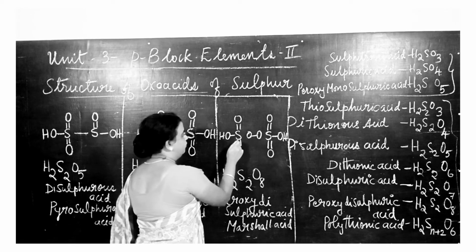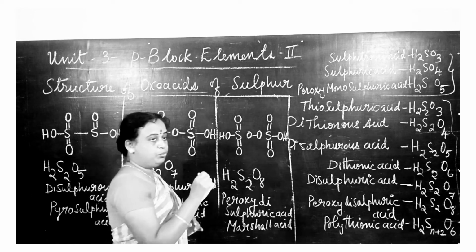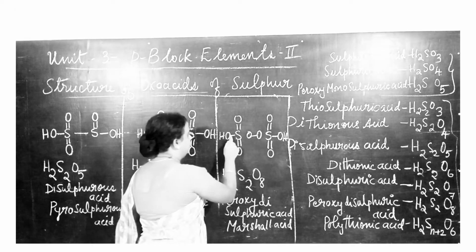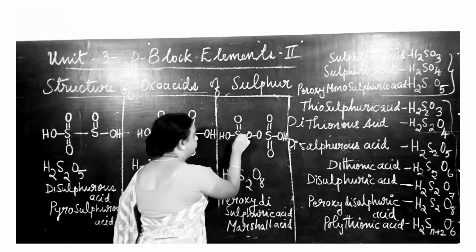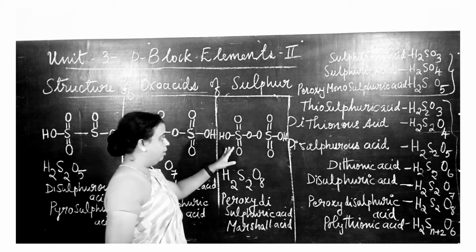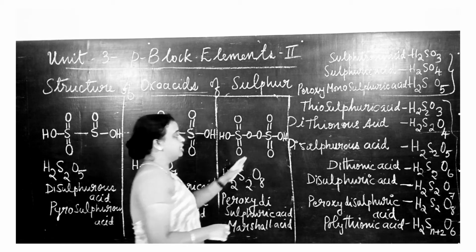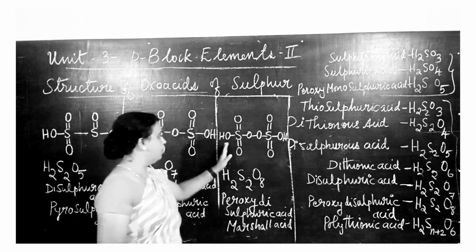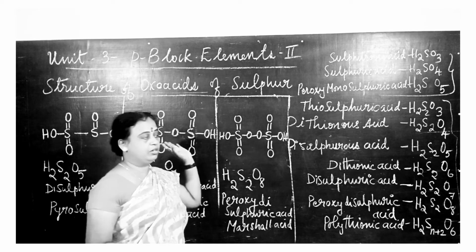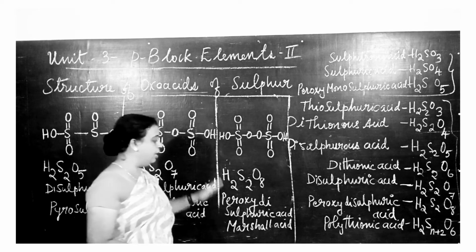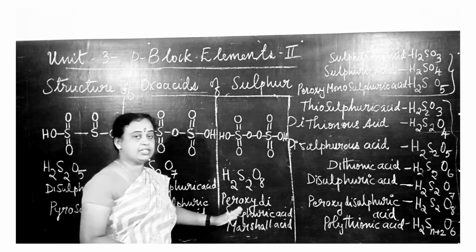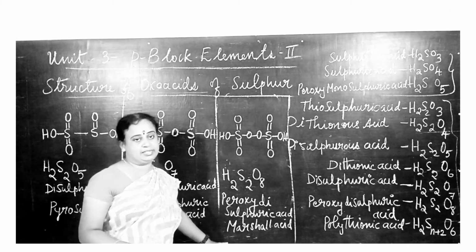Now surrounding sulfur there should be 6 bonds or 4 bonds. So 1, 2, 3, 4, 5. 5 bonds are there. So I put here 1 bond. Okay. Now here also 1 bond. So sulfur's 6 bonds are satisfied here. Here also sulfur is having surrounding 6 bonds. Fine. So this is the structure for peroxide disulfuric acid or Marshall acid.